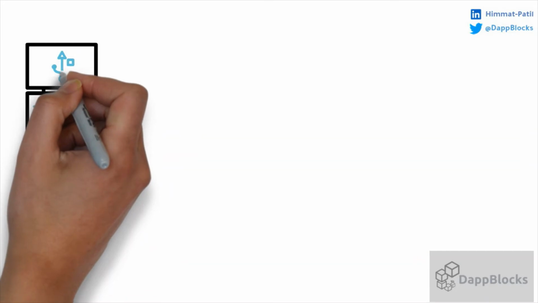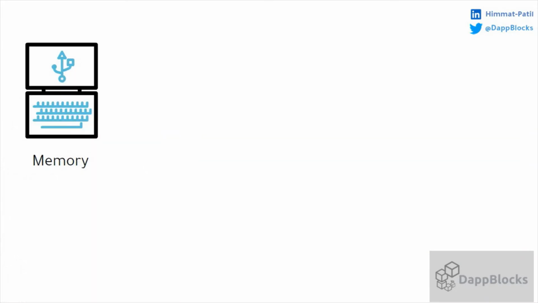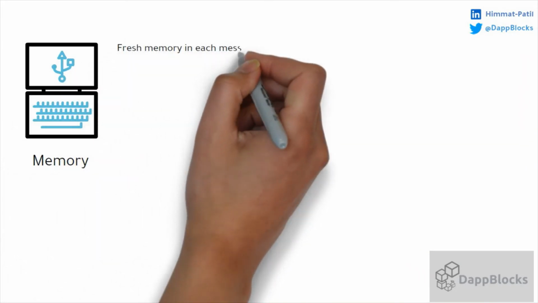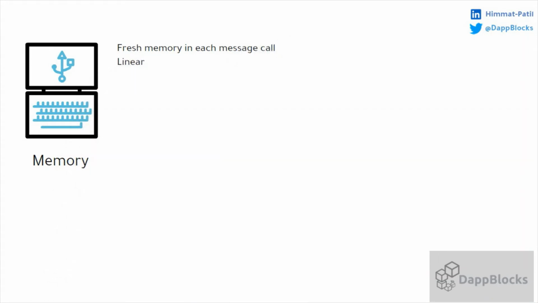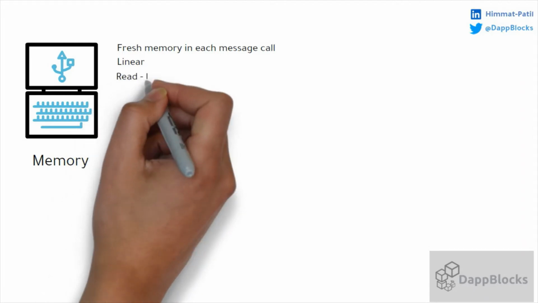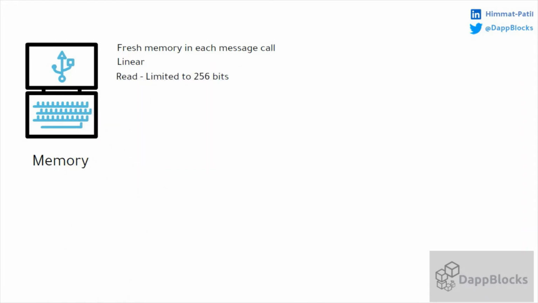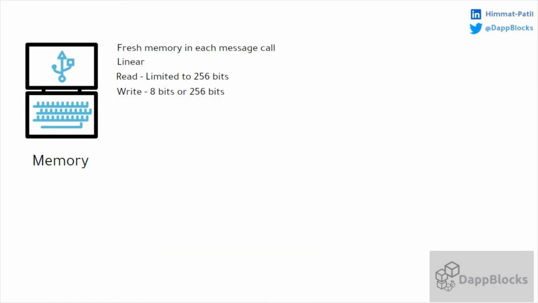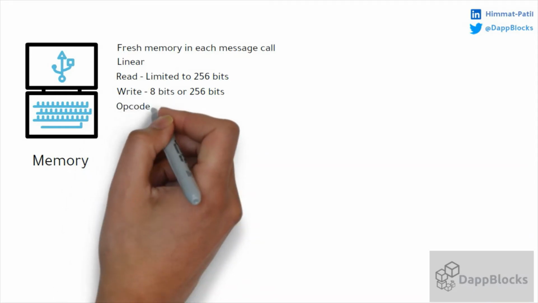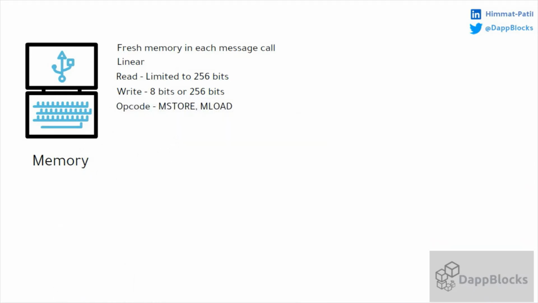Memory or volatile memory. EVM maintains fresh memory in each message call or transaction. This memory is linear and can be addressed at byte level. Memory reads are limited to 256 bits width, and while writing it should be either 8 bits or 256 bits wide. Memory can be accessed with mstore, mload instructions. Memory is expandable, and at the time of expansion, gas must be paid. Gas cost will be much higher as memory grows larger.